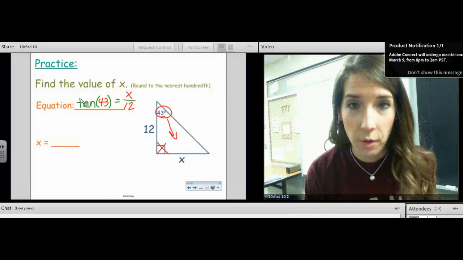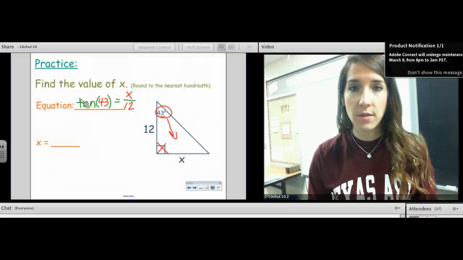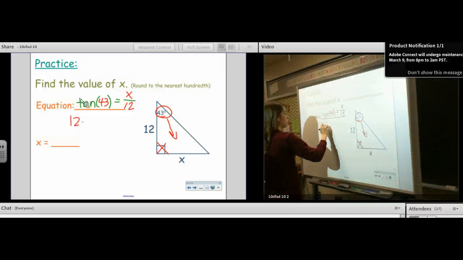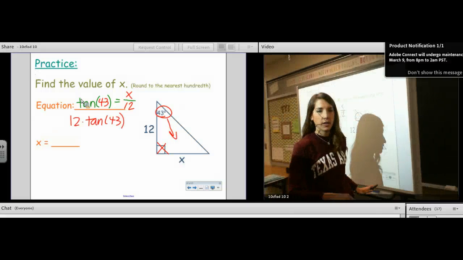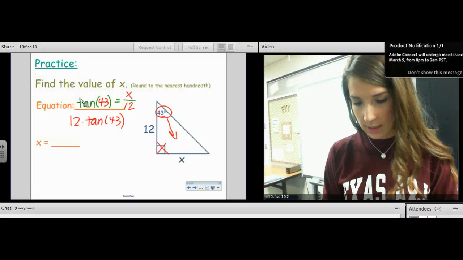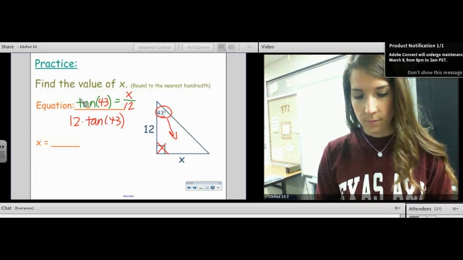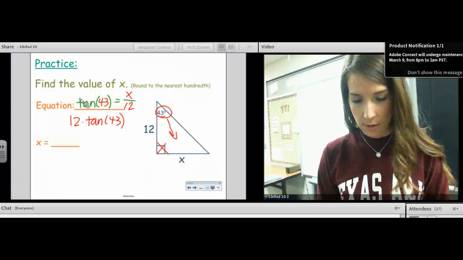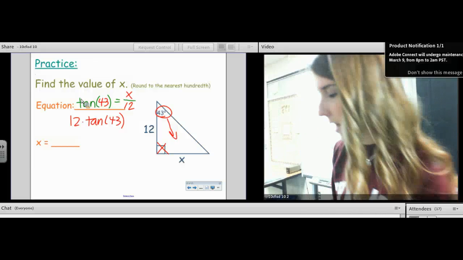And now we actually spent time practicing how to solve these. You play Where's Waldo? Where's X? If X is in the numerator, you multiply. If X is in the denominator, divide. X is in the numerator, so you multiply. And you leave the rest up to your calculator. And your calculator tells you that 12 times tan 43, oh, I need to change my mode again because I got out of it to see what y'all were doing wrong. 12 times tan 43 is 11 point, what are we rounding to, nearest hundredth? 11.19.